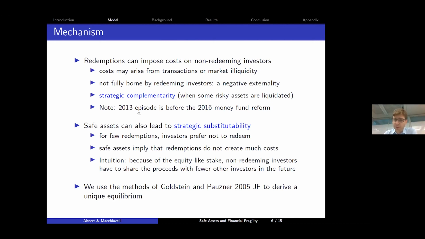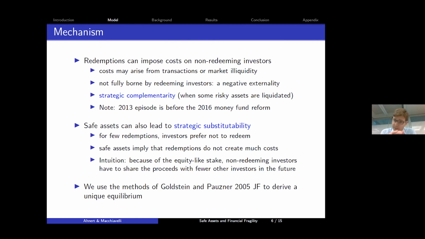Two notes. First, we're looking at the end of 2013. That's well before the 2016 money fund reform. And second, this behavior occurs in our model when some risky assets are liquidated. However, when no risky assets are liquidated, so when there are fairly few redemptions, you can actually get the opposite result. So the existence of safe assets can lead to strategic substitutability. So if few investors redeem, I actually have an incentive not to redeem. Why? These redemptions can be met with cash, so that doesn't impose any costs on me.